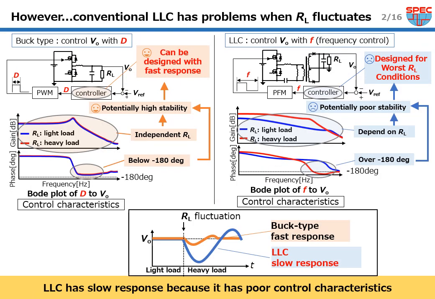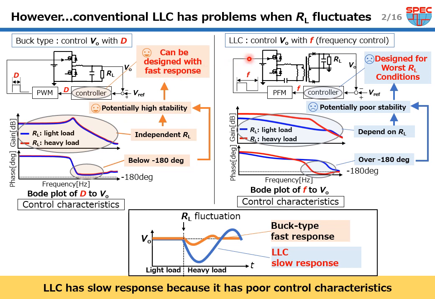However, the conventional LLC has problems when load fluctuations occur, so now I explain the reasons. The buck-type control system is here, and it controls VO with the duty ratio. And here is a Bode plot. As you can see from this figure, the characteristics are independent of RL. Moreover, the phase delay is below minus 180 degrees. Therefore, the buck-type has potentially high stability. That's why the controller can be designed with fast response.